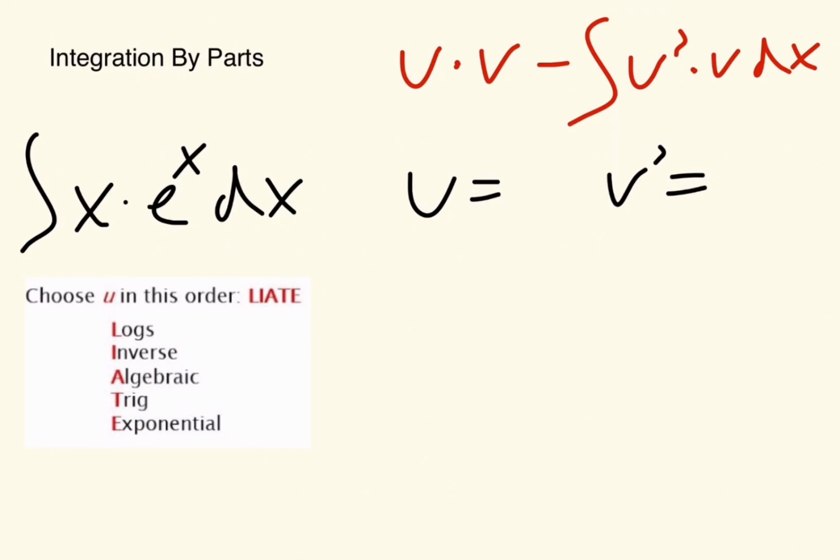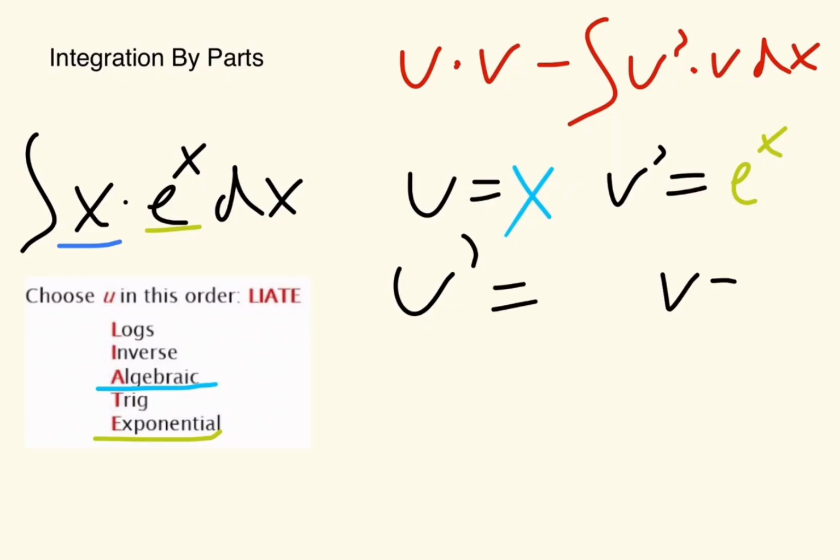So in this scenario, we have two functions, x and e to the power of x. So e to the power of x is an exponential function, while x is just an algebraic function. So since A comes before E, x will be our u value, while v prime will be our e to the power of x. Knowing these terms, we now have to figure out what u prime is and what v is. So the derivative of x is just 1, and the antiderivative of e to the power of x is just e to the power of x.